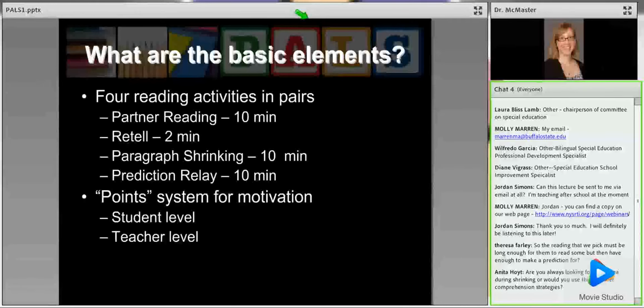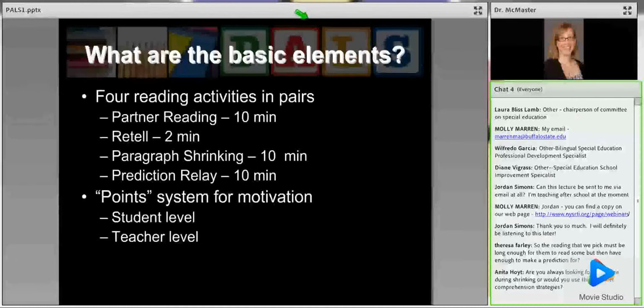Anita asks, are you always looking for main idea during shrinking, or would you use this for other comprehension strategies? So yes, we're always looking for main idea as part of the paragraph shrinking piece. And I'll talk about that more a little bit later, but paragraph shrinking is really considered to be one of the core elements of PALS, partner reading and paragraph shrinking.